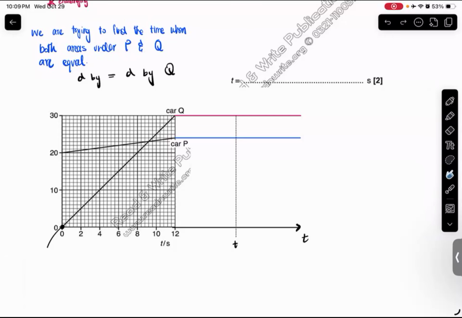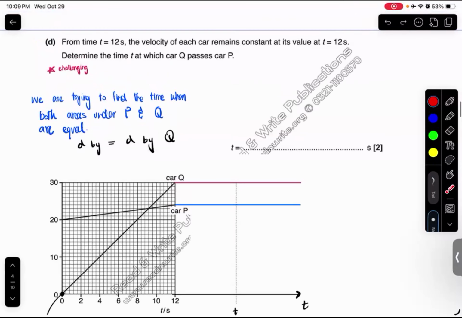Yes, Hania. Do you get what I'm trying to say? Yeah, kind of. Not exactly, but I feel like we're going to either use the speed formula, or we're going to use the area under the graph again.